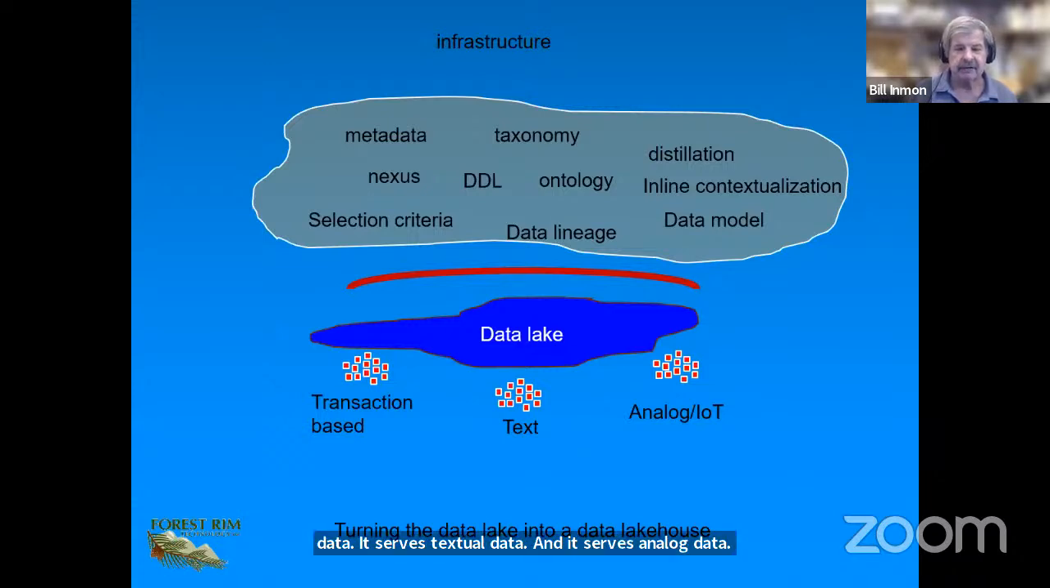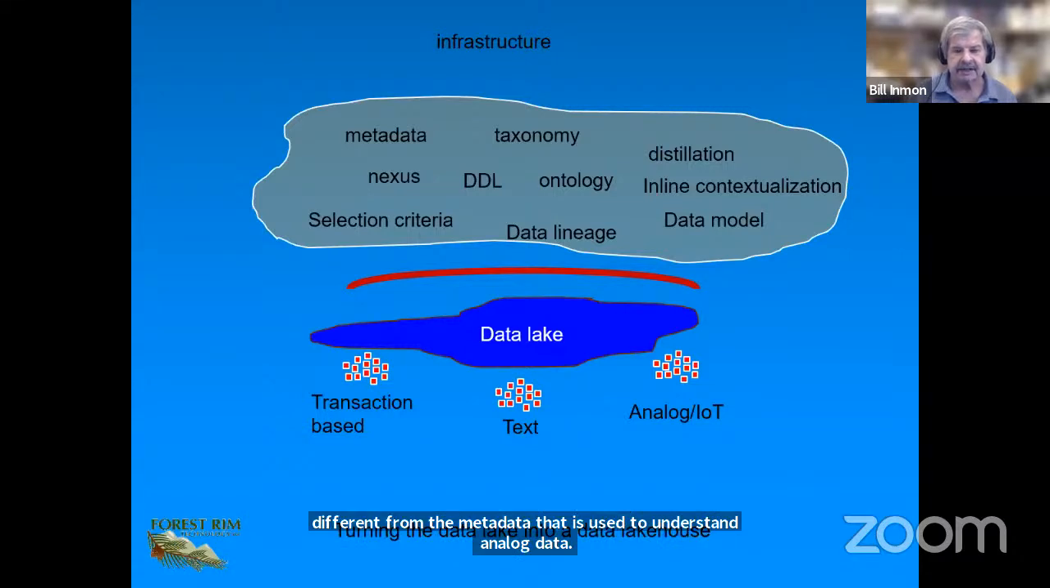And it turns out that the metadata that's necessary to serve these communities is quite different. The metadata that's useful to understand transaction data is quite different from the metadata used to understand text. And the metadata that's used to understand text is quite different from the metadata that is used to understand analog data. And yet all of these different kinds of metadata belong in the infrastructure.